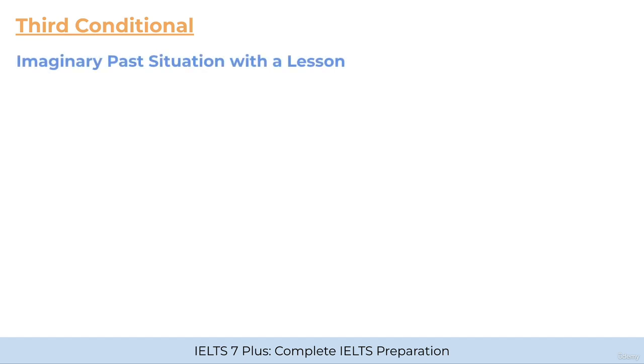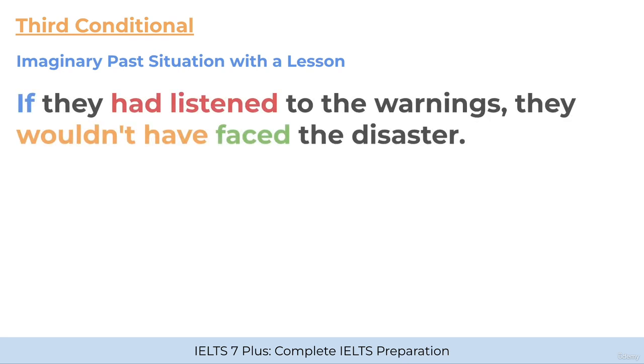You can think about an imaginary past situation with a lesson or something that's learnt from that situation. If they had listened to the warnings, they wouldn't have faced the disaster. Okay, so this is something that a lesson has come out of. This is also regrets maybe as well. So if clause, then our past perfect. Now we've actually got a negative, so instead of saying would not have, we can say wouldn't in its contracted form. Wouldn't have faced, the past participle, that is, the disaster.